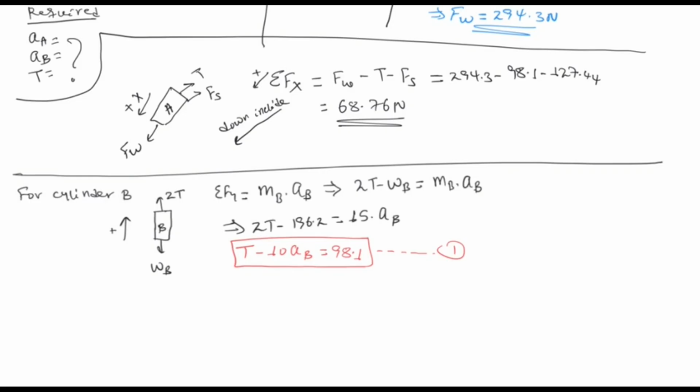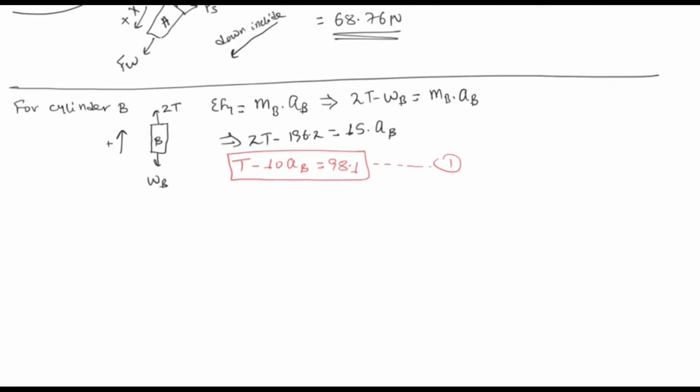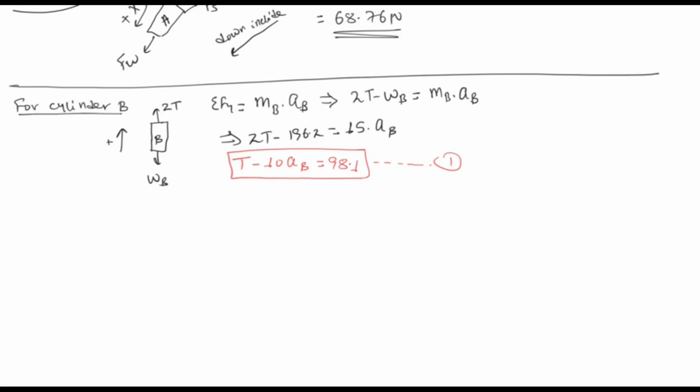Now for block A, let's evaluate the same thing. Let's take out the free body diagram again. This is block A, and there is a kinetic friction. Since the system is under motion, we do not use the static friction force. Instead, we use the kinetic friction force Fk. The tension is in the upward direction, and the force due to weight is in the downward direction. Let the down incline be the positive x axis.